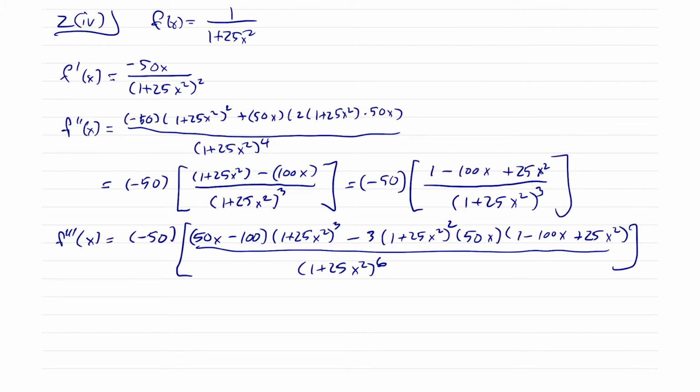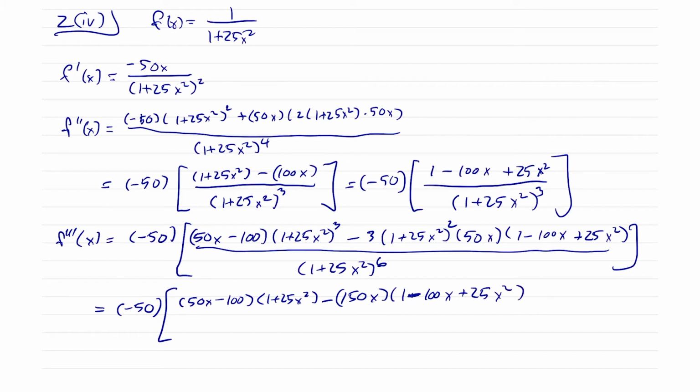Okay, so now I can factor out 2 of those guys, and so this becomes minus 50 times, say, 50x minus 100, then we get 1 plus 25x squared, minus 150x times 1 minus 100x plus 25x squared. And all of this divided by 1 plus 25x squared to the 4th. Right, so just quotient rule again, and then just doing a little bit of factoring. Yeah, you can keep this going, and you can do, say, one more derivative.